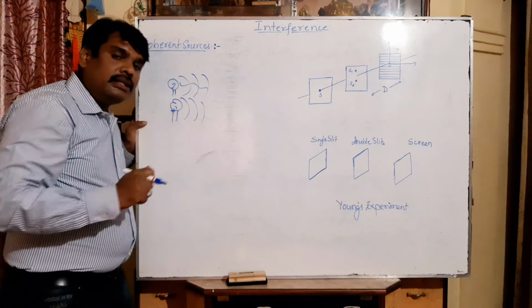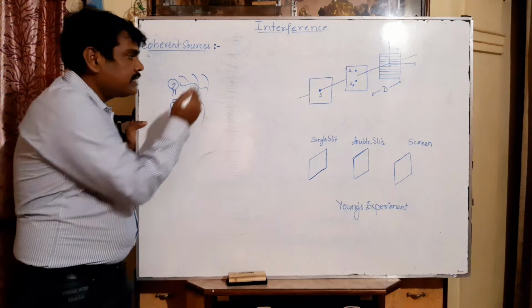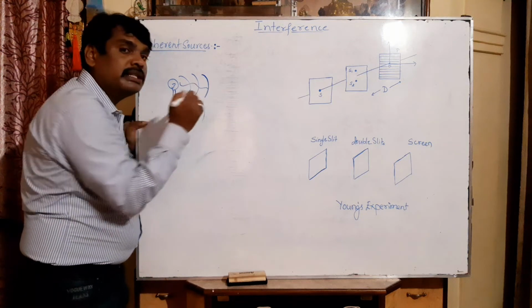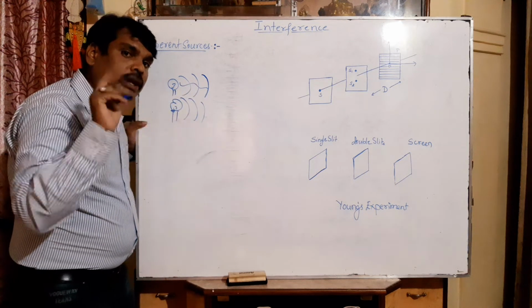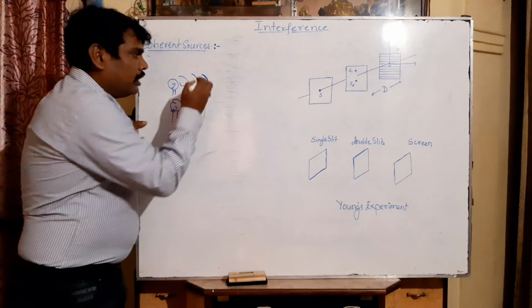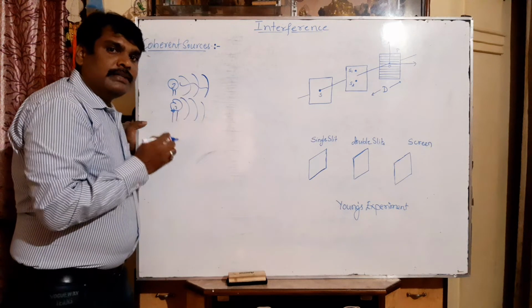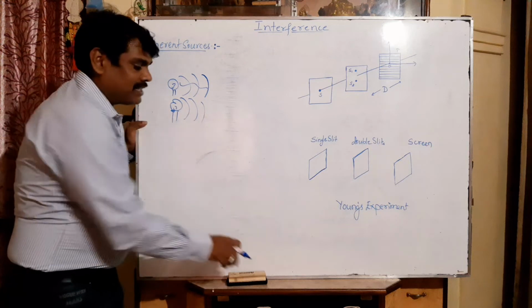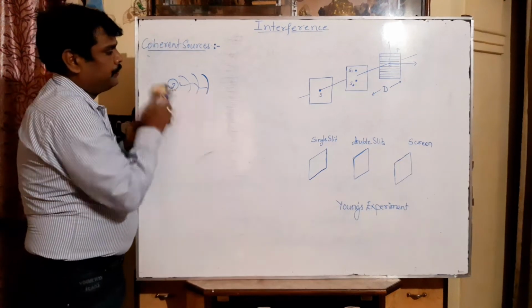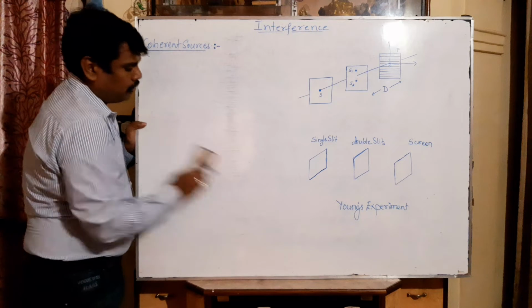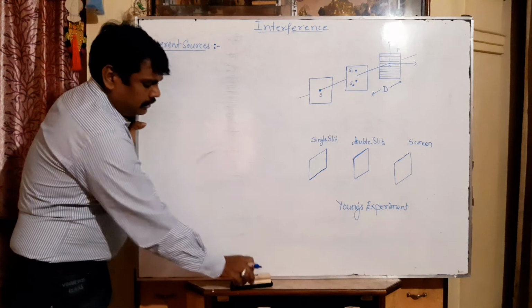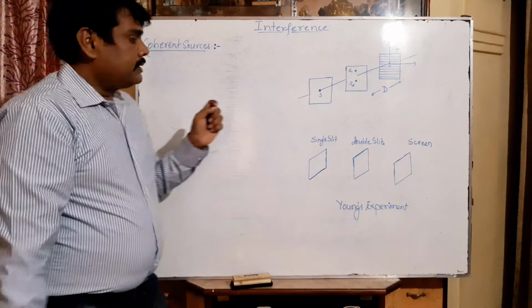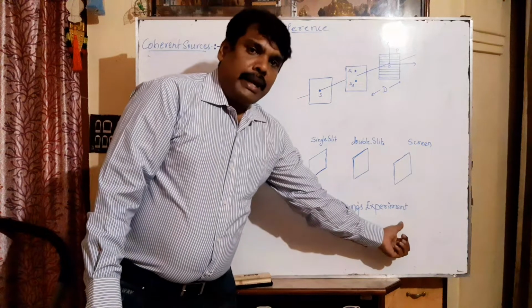So when do you get zero or constant phase difference? A single wavefront can be split up into two wavefronts. Clear, no? If a single wavefront is split, then the two split sources act like coherent sources. Clear, no? Now I will move on to the next part. That is Young's experiment.